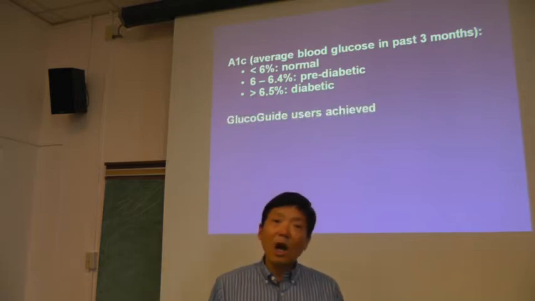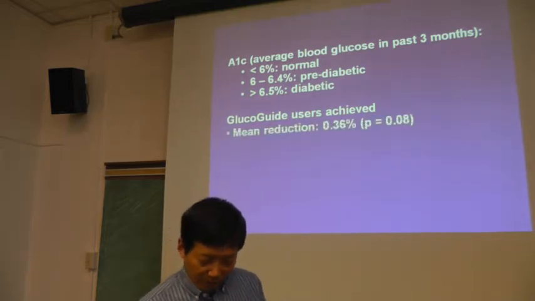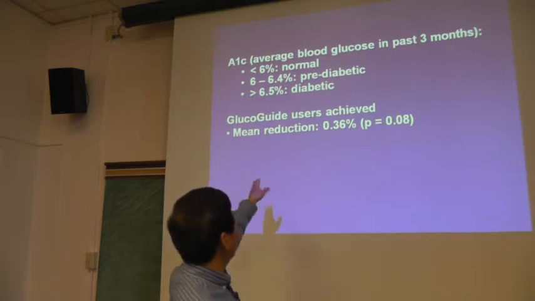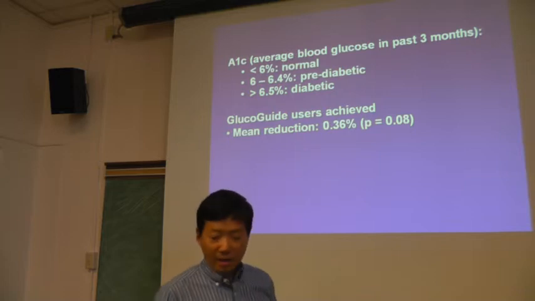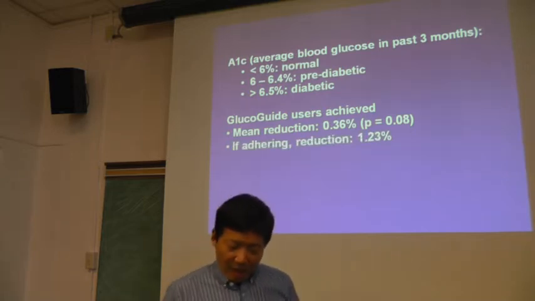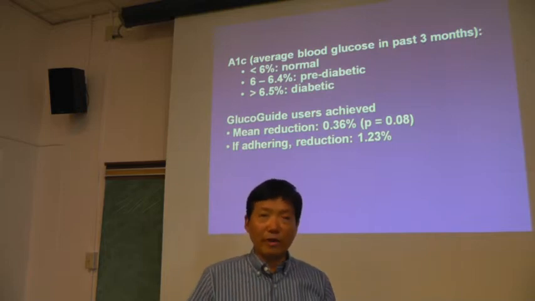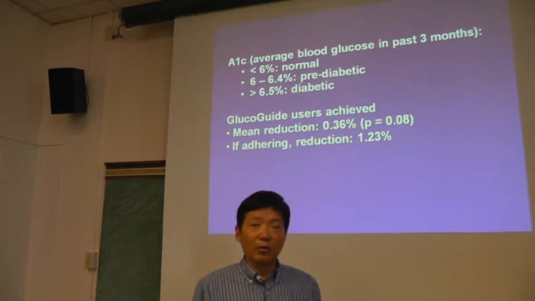So the result on this clinical trial is that GlucoGuide users achieved a mean reduction in A1C of 0.36%. And if those patients adhere to our recommendations from the GlucoGuide, then they will achieve a 1.23% reduction.